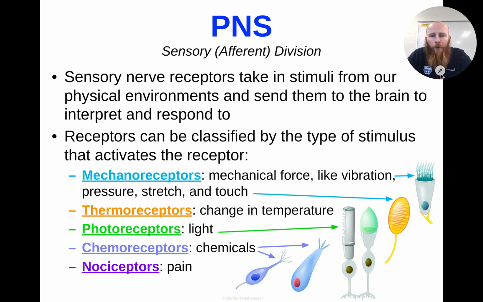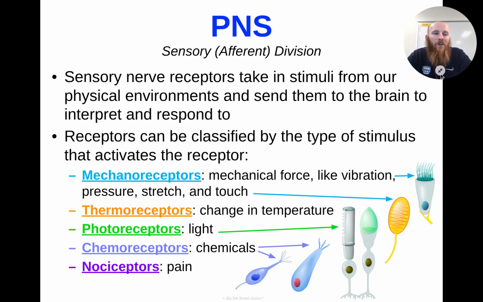You have photoreceptors. These are sensory receptors specific to light, so they take in light and transmit that information to the brain so we can make sense of what we're seeing in terms of those differences in light. We have chemoreceptors, which respond to different kinds of chemicals, chemical messengers. Chemoreceptors help translate that information and send it to the central nervous system.